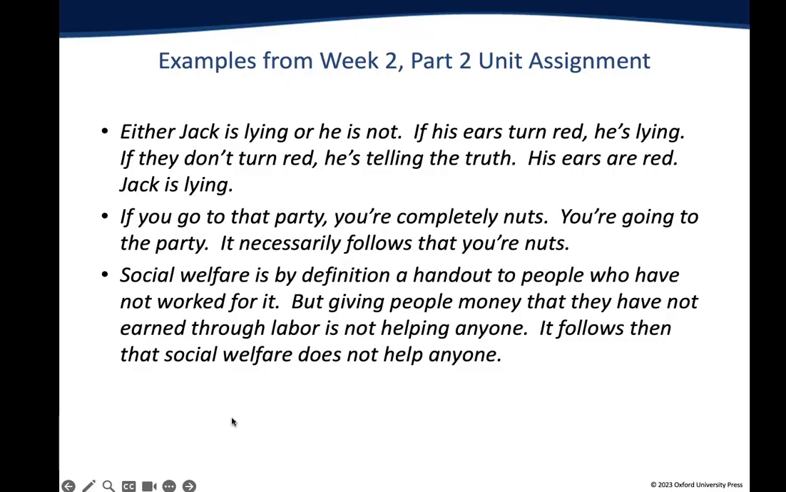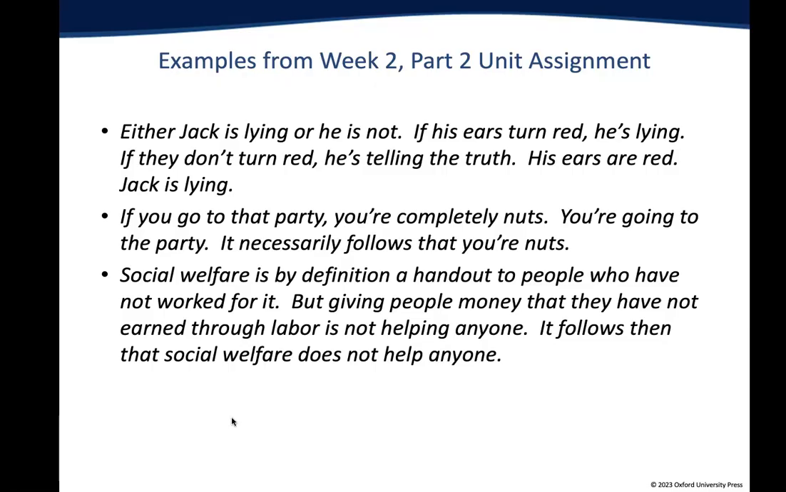The last one came from exercise 3.3, number 2. The example was: social welfare is by definition a handout to people who have not worked for it, but giving people money that they have not earned through labor is not helping anyone. It follows then that social welfare does not help anyone. Again, it's deductive because it's trying to provide conclusive information.